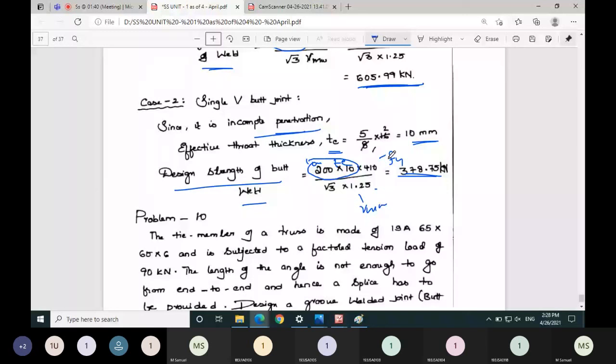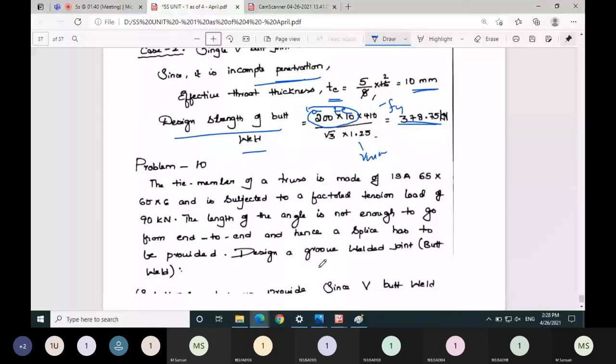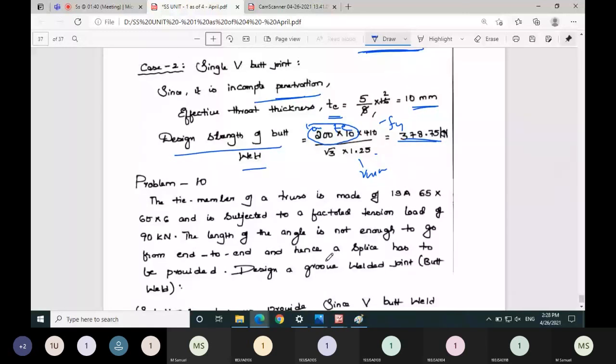Okay, so we have no time left in this class today. So the last problem here is going to be your homework. Okay, so take this as a homework. Of course, the solution is already in the notes, but read this question and try to do this problem on your own. Okay, if you have any doubt, then refer this notes. So this is also the same, you have to design a groove weld. Okay, so take problem number 10 as your homework.